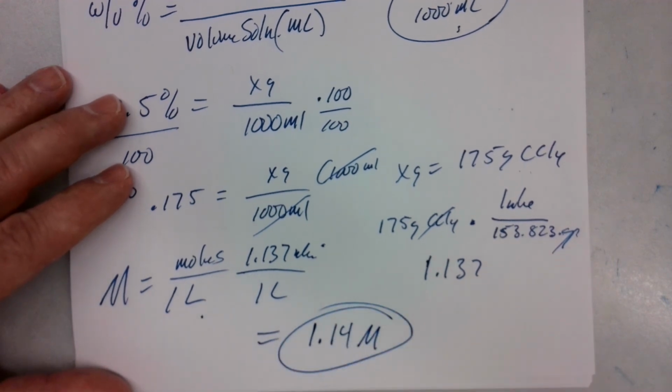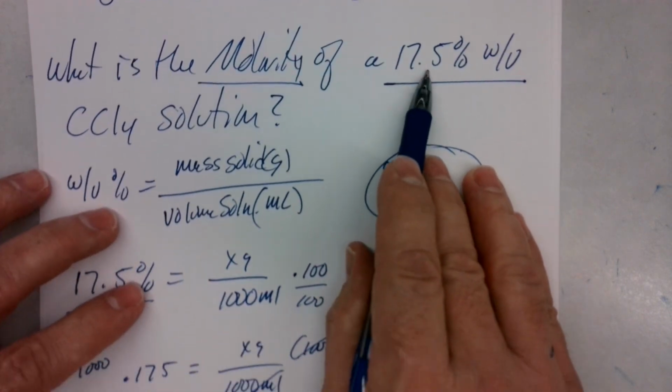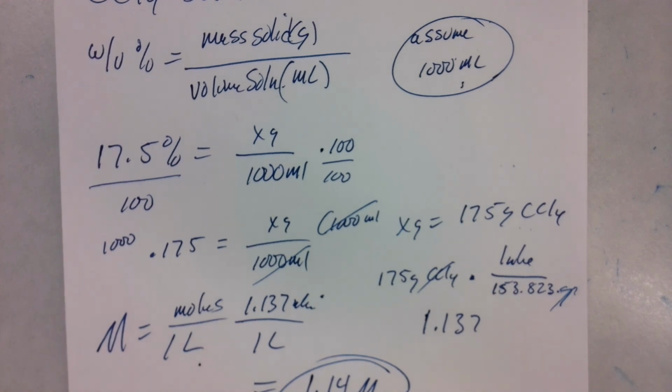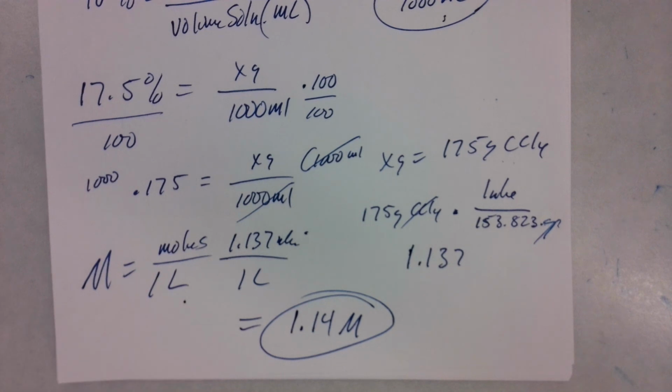1.14 molar. Why? Because I got 3 sig figs there, so I better have 3 sig figs there. Okay? And that is the hardest kind of question on the test.